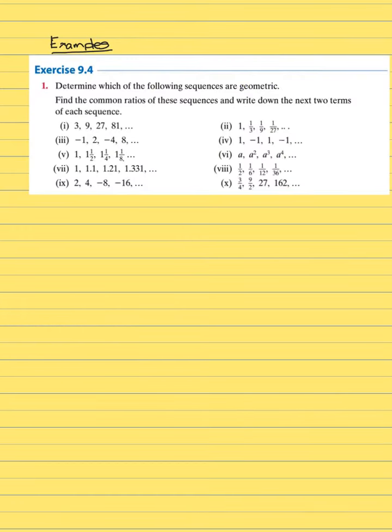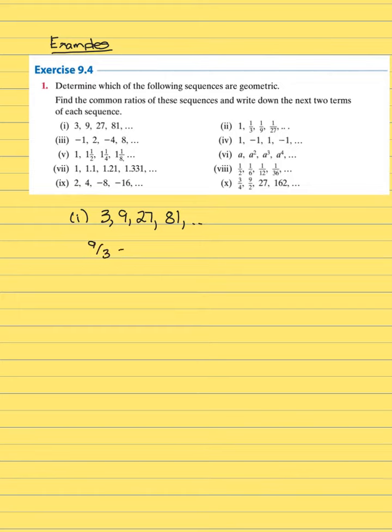In this example, we're asked to see which of the following sequences are geometric. Then we'll have to find the common ratio and write down the next two terms. Let's take a couple of these. Maybe we'll look at part 1. 3, 9, 27, 81. And we want to see, is there a common ratio? So we take each term and divide it by the previous term.